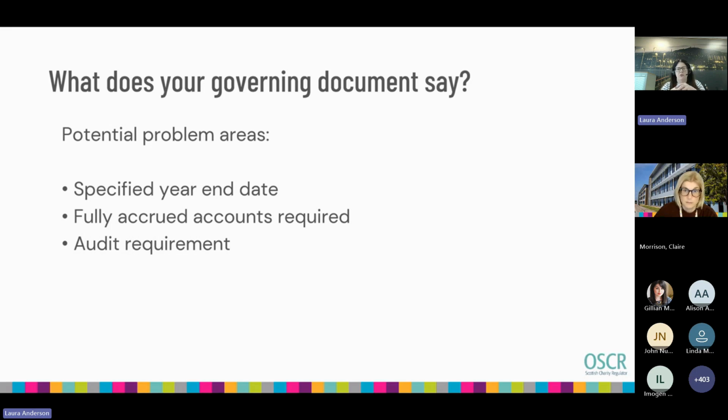A small reminder also that if a charity's governing document is changed in this way, to change, for example, the requirement for fully accrued accounts instead of receipts and payments accounts, that requires you to send a notification to OSCR of that change once it's made. It's not a change that would require OSCR's prior consent, but you do need to notify us of the change once you've made it.